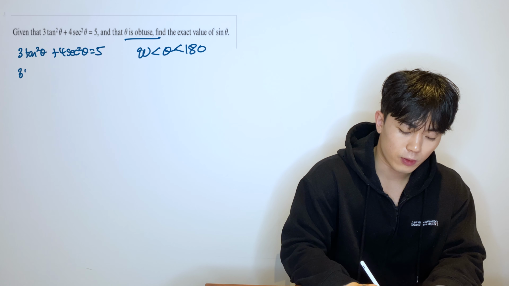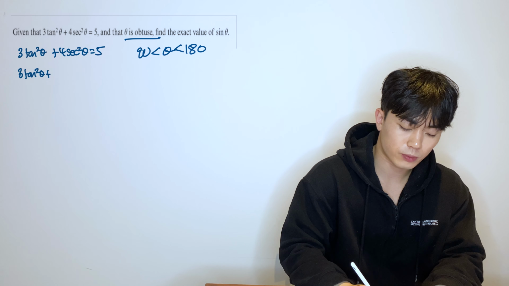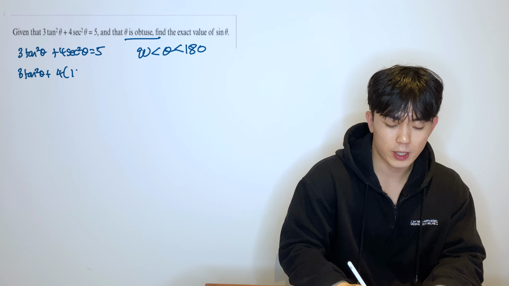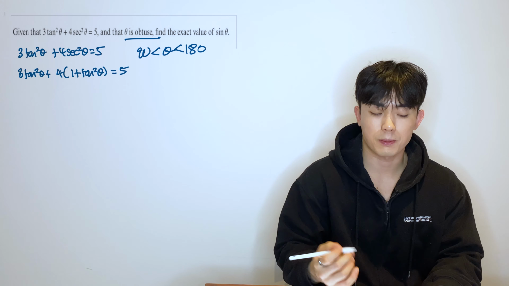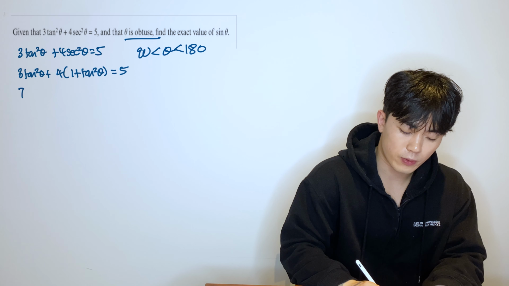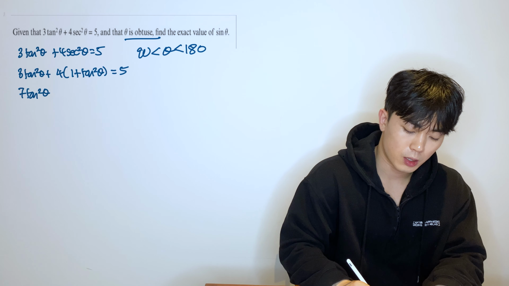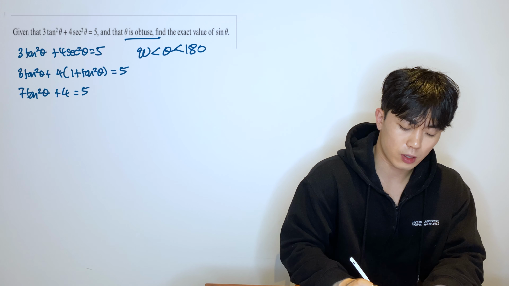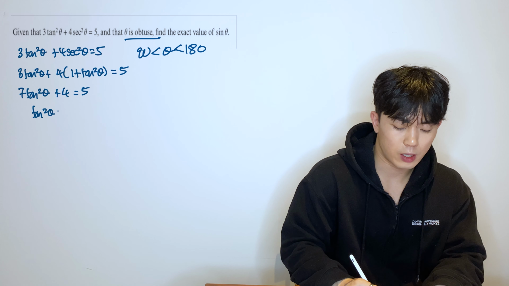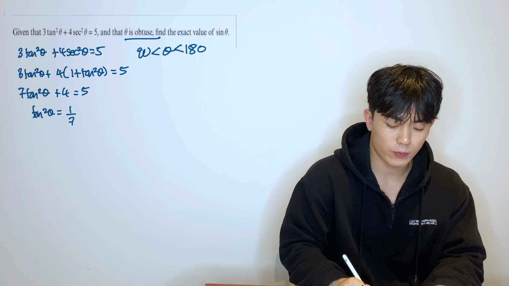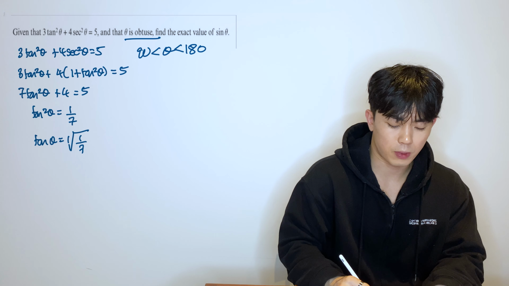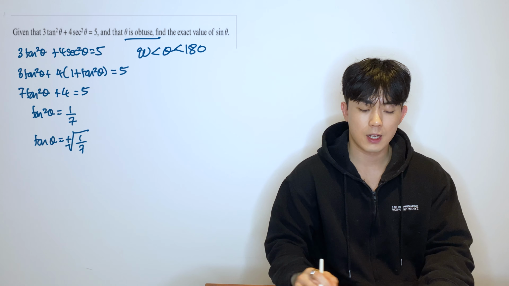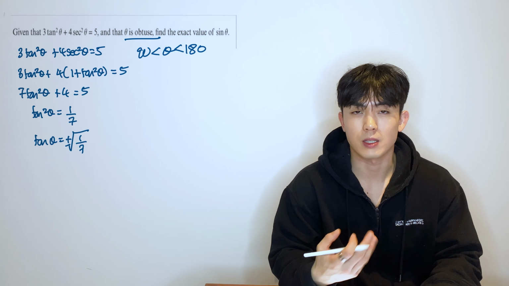So we'll have 3 tan squared theta plus 4 sec squared, which once again is 1 plus tan squared, is equal to 5. And just expand the bracket. So we'll have 7 tan squared theta plus 4 is equal to 5. So tan squared theta is equal to 1 over 7. So tan theta is equal to the root of 1 over 7. And this is plus or minus because we're square rooting, right? Now this is where we go about finding whether it's a plus or minus term.